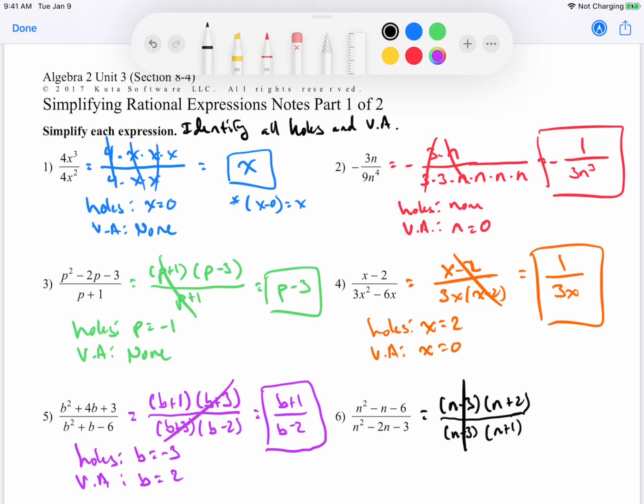Now I can factor out the n minus 3, and so I'm left with n plus 2 over n plus 1. Okay? And again, since I could remove n minus 3, there's a hole at n is equal to positive 3, and because I couldn't remove n plus 1, it means there's a vertical asymptote at n is equal to negative 1. Okay, and that's just how we can do these types of problems, and that's just as far as simplifying can really go here.